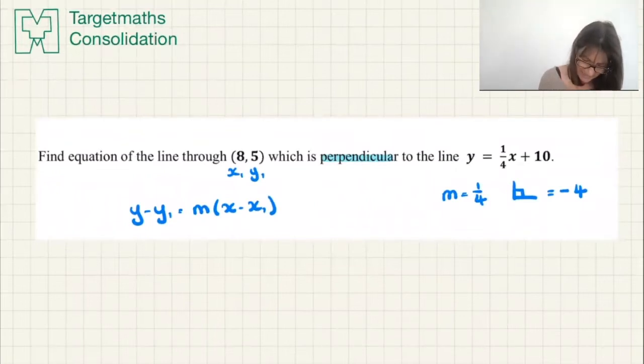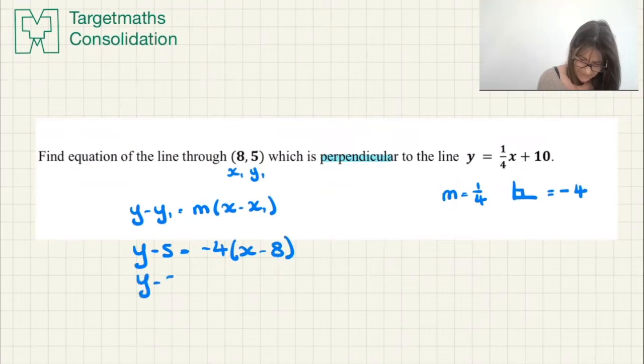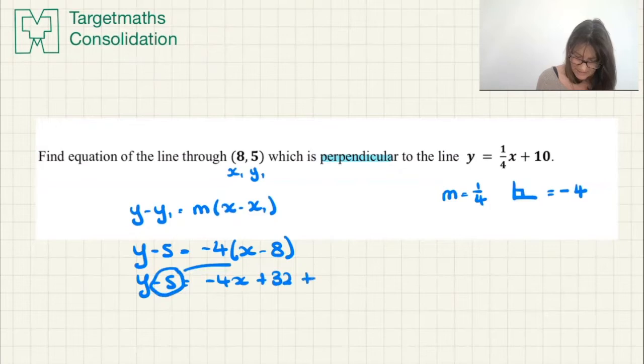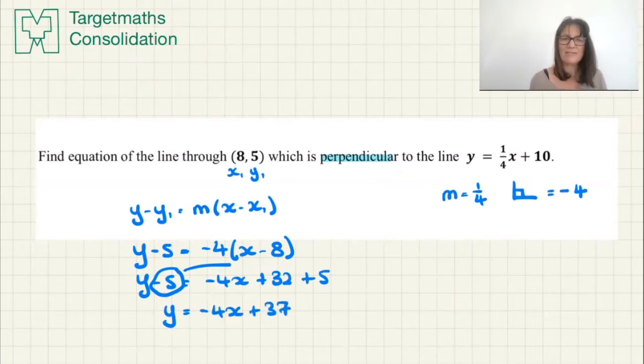Okay, so now I'm going to start populating. So y1 is 5, so minus 5. m is minus 4, x minus, and x1 is 8. So I've got y minus 5 equaling minus 4x, minus 4 times 8, which is 32. And obviously the 2 negatives make that positive. I want to get rid of that minus, so it's going to land as plus 5. y is now on its own: minus 4x plus 37. And if you got that right, fabulous. Really well done.